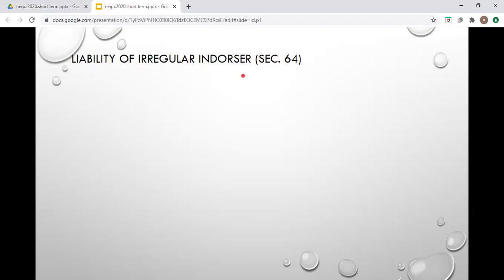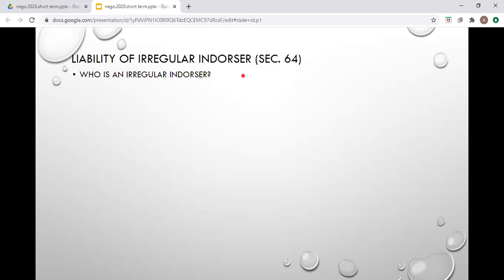Who is this irregular endorser? An irregular endorser is any person who affixes his signature on the instrument in blank before the delivery. Na-explain ko ito sa inyo noon that you are considered as an irregular endorser kasi mas nauna yung endorsement mo bago yung actual delivery or issuance ng instrument.